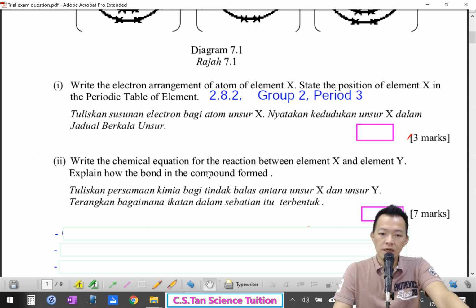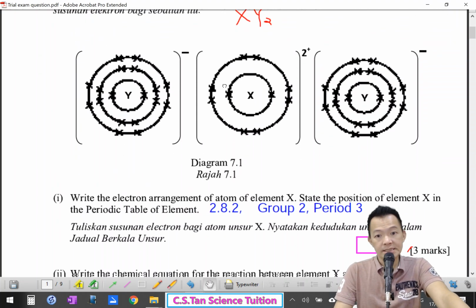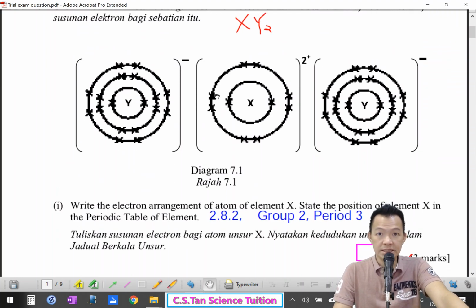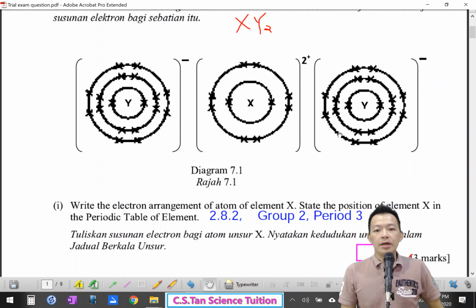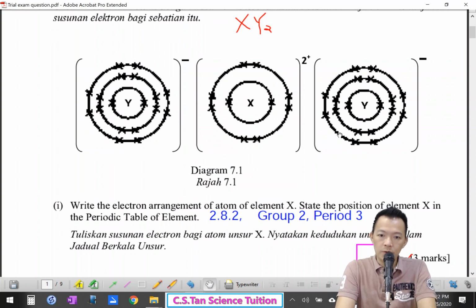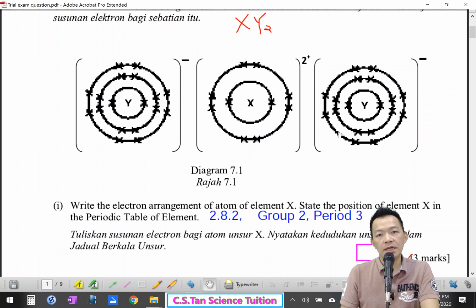Explain how the bond in the compound forms. 解释一下 how the bond in the compound forms. This is the first time you write the essay. 你第一次写 chapter 5的 essay 对不对。Okay, look at my hand, I got you 啦。So the atom of X has the electron arrangement 2.8.2. Okay, so how can the chemical bond be formed? Ionic bond can be formed.